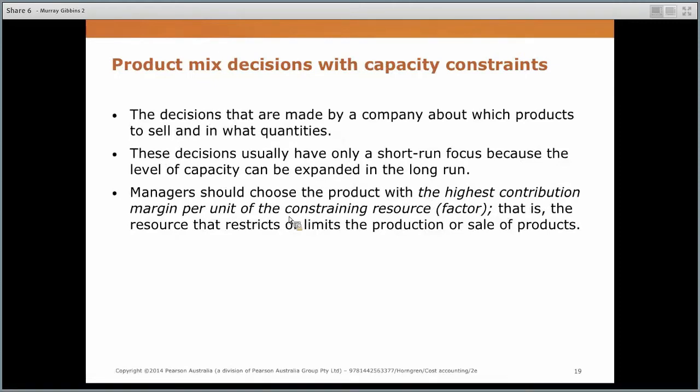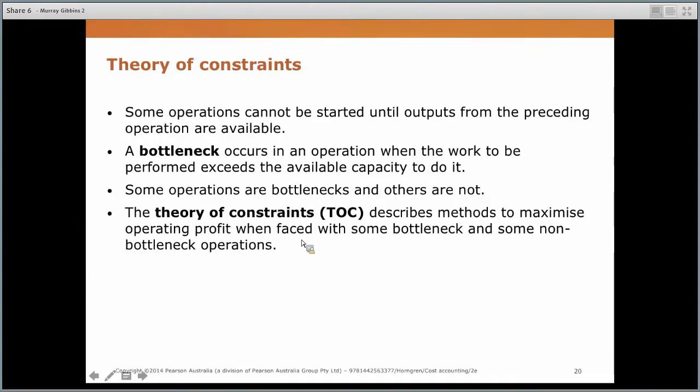Let's move on. Okay, so we will be looking at some capacity constraints, where there are certain limited resources in terms of our production capacity, and we're going to look at that right towards the end when we do some linear programming work. The theory of constraints, we use that in our linear programming, where we're trying to maximize our profit and work out all of the potential issues that might be caused along the way.